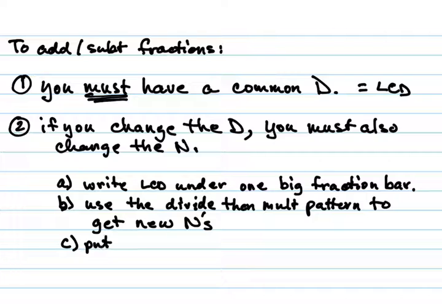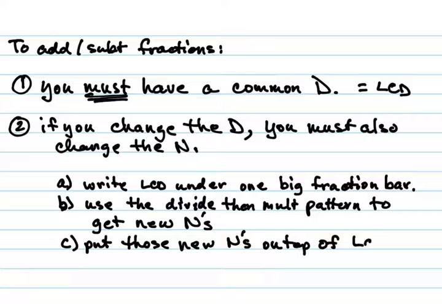You're going to put those new numerators on top of the LCD. Remember, your LCD is waiting for you with one big fraction bar over it. So you're going to end up with more than one numerator over the LCD. But your whole goal is to combine those things anyway, isn't it? So why not write them all together as either addition or subtraction? And again, I'll show you what it looks like, and it makes it so simple.